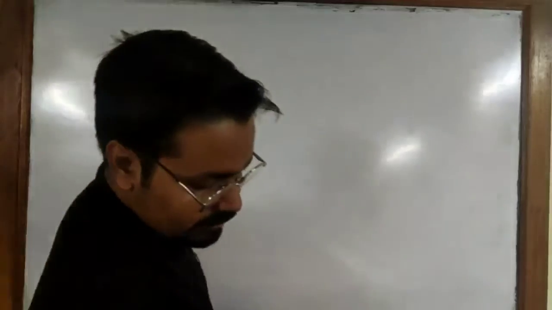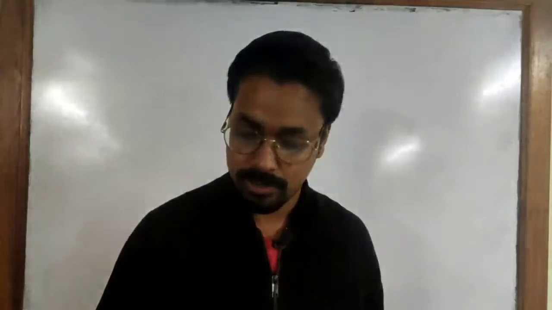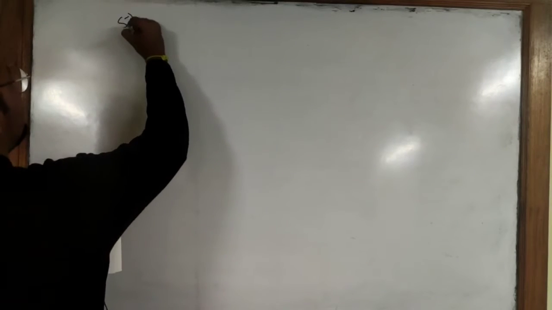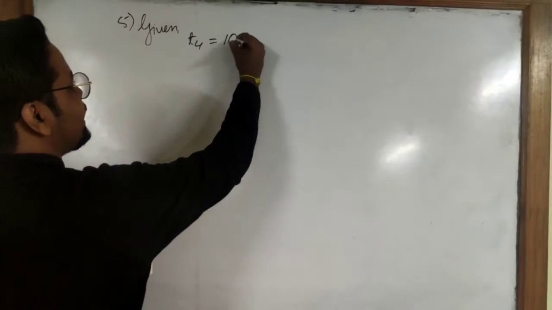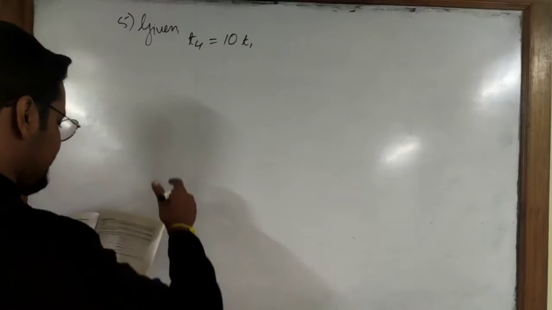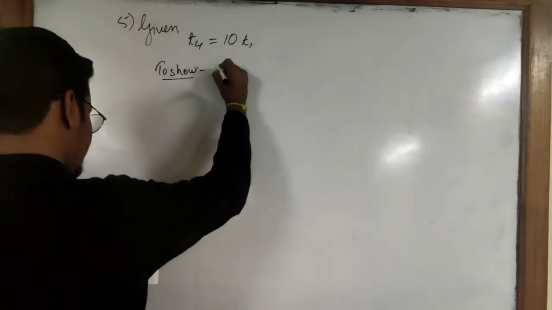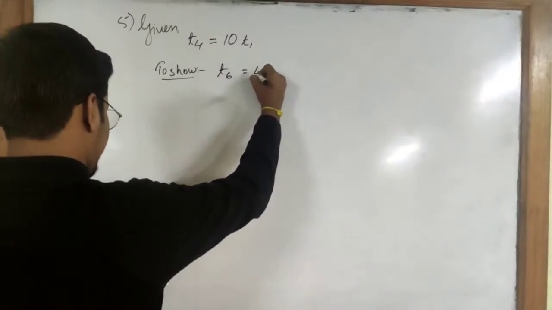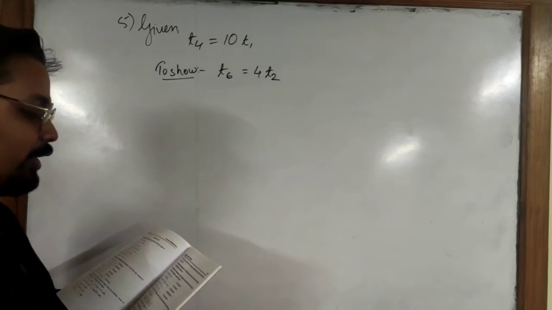So what is given in question number 5? It is given that in an AP, the fourth term is 10 times the first term. Then show that the sixth term is 4 times the second term. So we have to show that T6 is equal to 4 times T2.